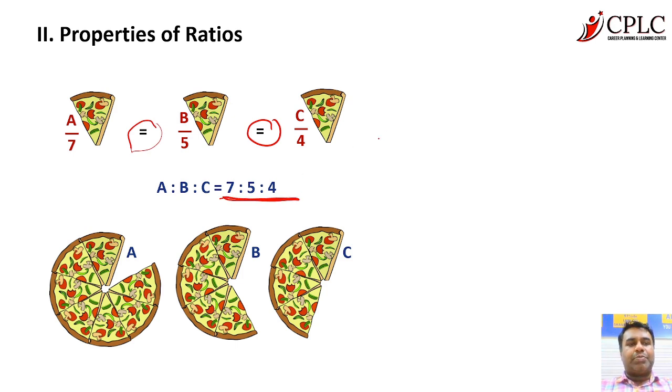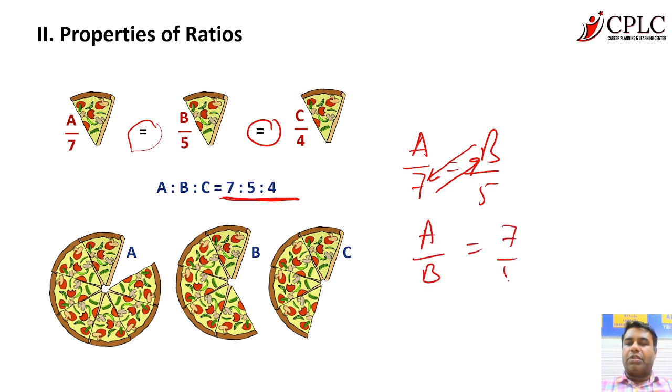Let me try to explain the same thing with the help of a mathematical expression. Let us first take the first two ratios, that is A by 7 equal to B by 5. Now if I cross multiply, as in if I bring B on the left hand side and take 7 on the right hand side, they will interchange their position. Are you getting my point? So this will look like A upon B is equal to 7 upon 5.